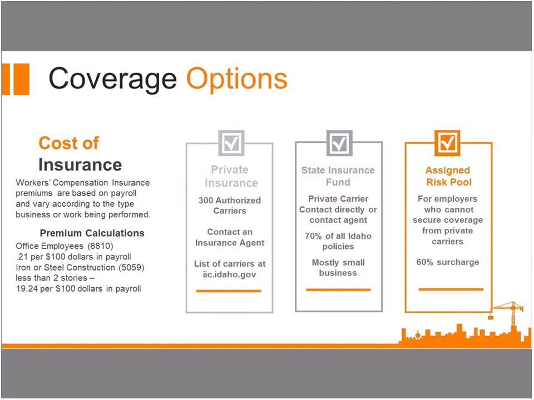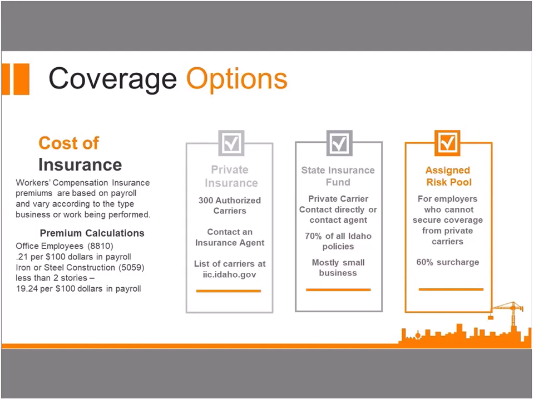Coverage options. So the cost of insurance is actually going to be based on different factors. For example, they're based on payroll and also the type of business or work that's being performed. So as an example, office employees classified under 8810 on average is about 21 cents for every $100 in payroll, versus iron or steel construction workers that work under 2 stories classified under 5059, you're looking at $19.24 for every $100 in payroll. Again, keep in mind that those numbers aren't set in stone. Those are going to vary by the surety, the type of work, and the payroll.